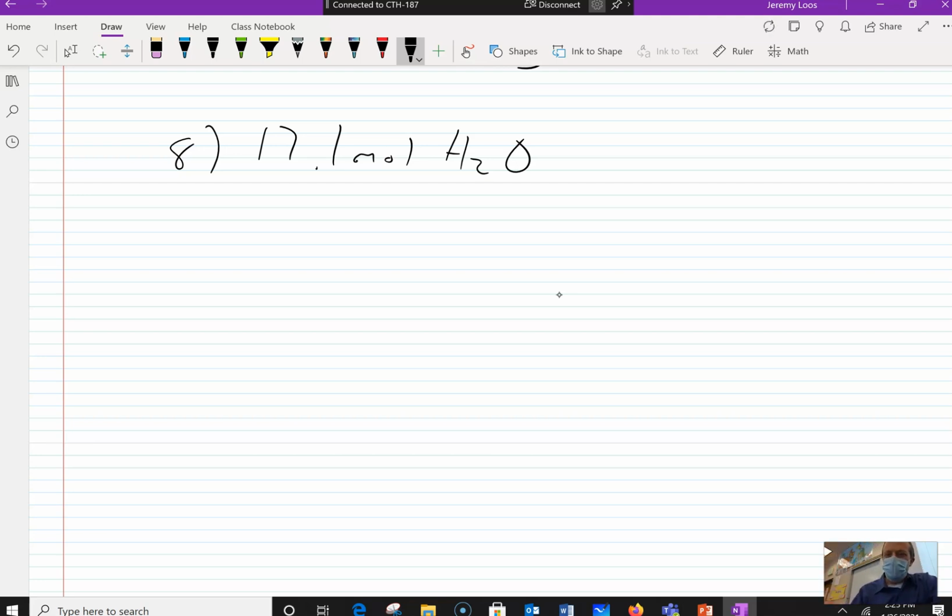So the periodic table can tell me hydrogen's mass is 1.01, but I multiply it by 2 because of that 2. And to that, I'm going to add oxygen's mass, which we can call 16. This is one of those molar masses that you might end up memorizing. I certainly have because I've seen it.